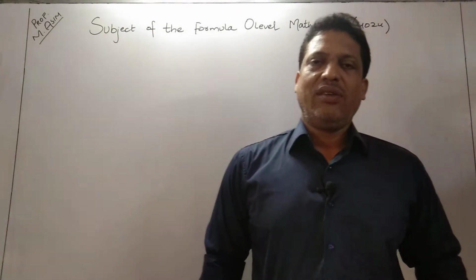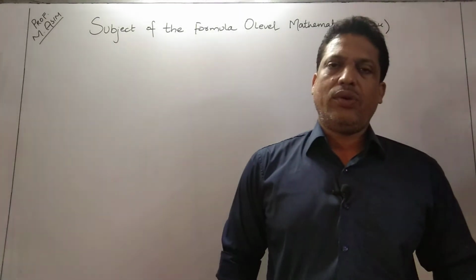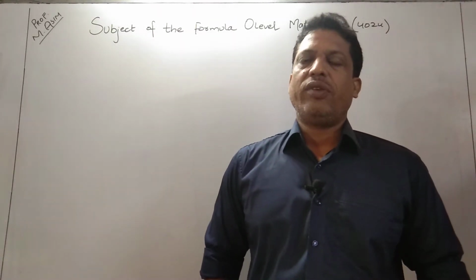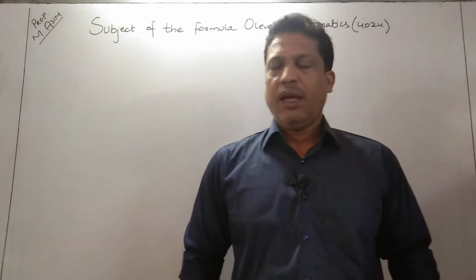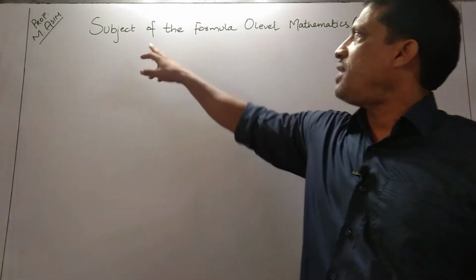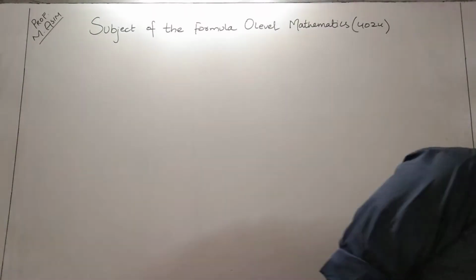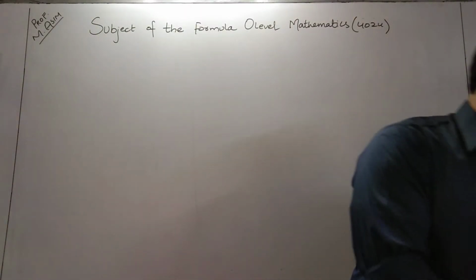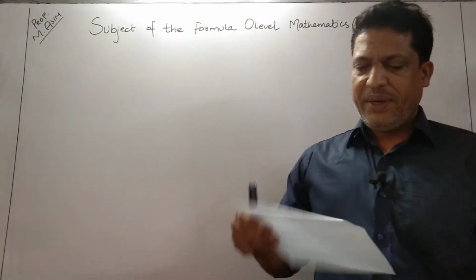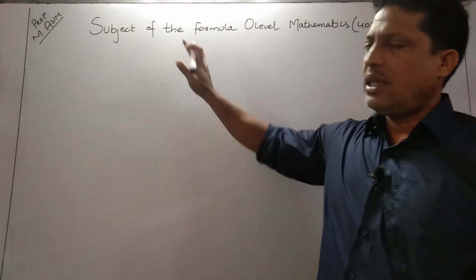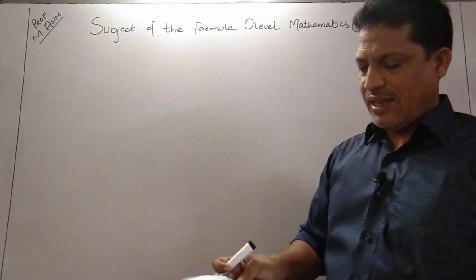In last lecture we finished variations of O-level mathematics. Today we are going to start another topic, the name is subject of the formula. What is this topic? See, I am taking one example. In order to understand this topic, see this example.